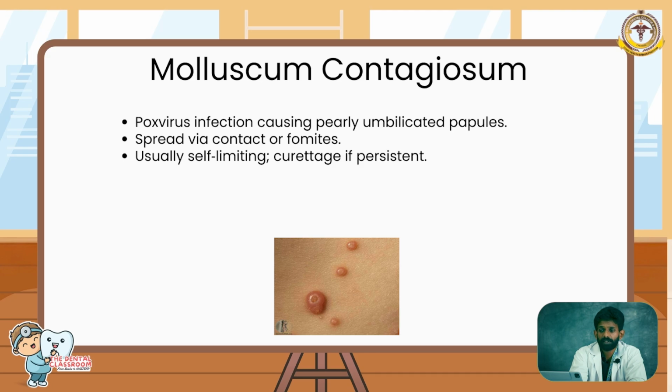Molluscum contagiosum, caused by pox virus, is common in children and in immunocompromised patients. The transmission is direct contact and through fomites. Umbilicated pearly papules are usually the classical presentation. This condition is usually self-limiting. In some conditions, it may require curettage or cryotherapy if the lesions are persistent.